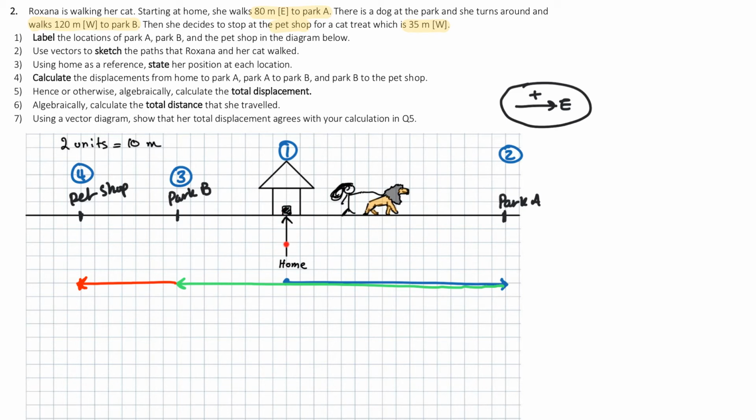All right, now using home as a reference, state her positions at each location. In this case, we're taking home as the reference. That's right here. I'm going to draw a line up in this direction, and anything to the right would be positive, and anything to the left would be negative in terms of my position. So let's do all the positions. I will label 1 as home, 2 as Park A, 3 as Park B, and 4 as the pet shop.